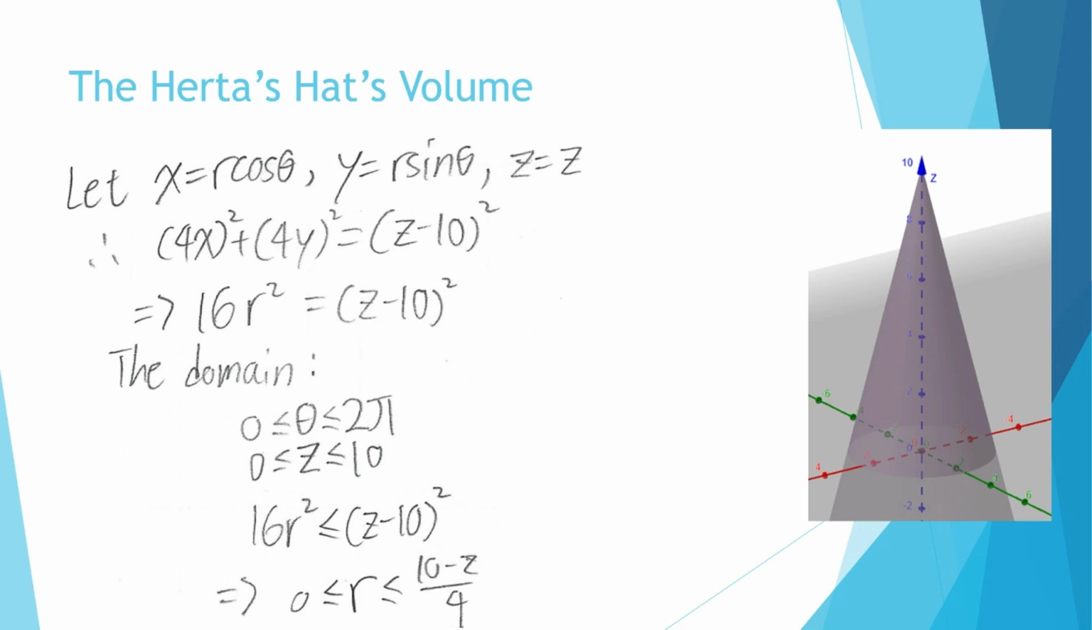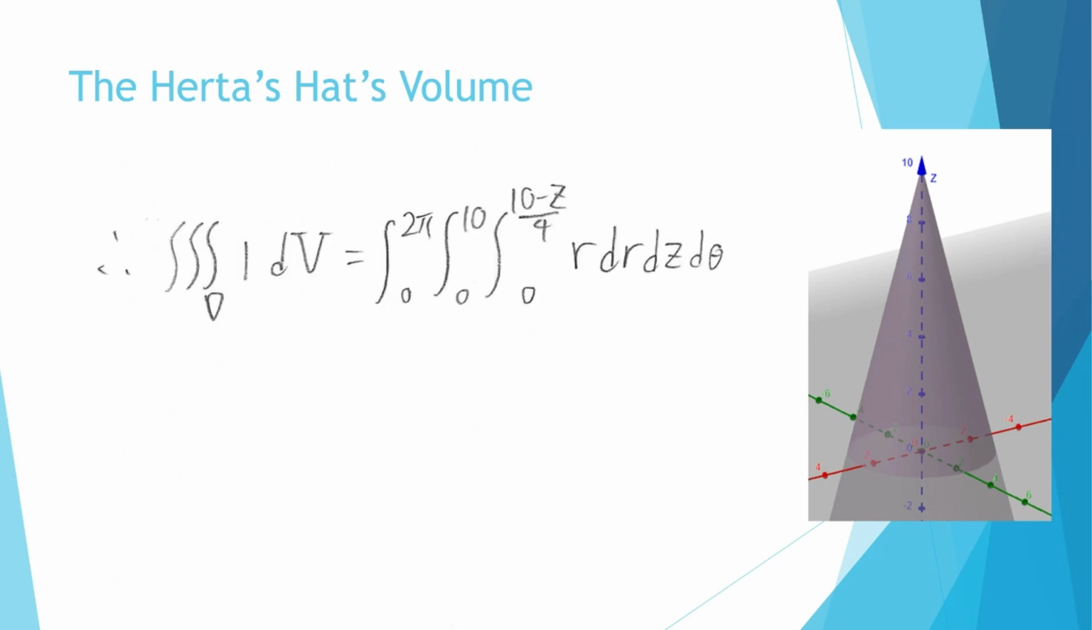At any given height, the hat's width changes. Near the top, where z is close to 10, the hat gets narrower, while at the bottom, where z is close to 0, its width is wider. Specifically, the maximum width at any height is (10 minus z) divided by 4. Now, let's do the calculation step by step.